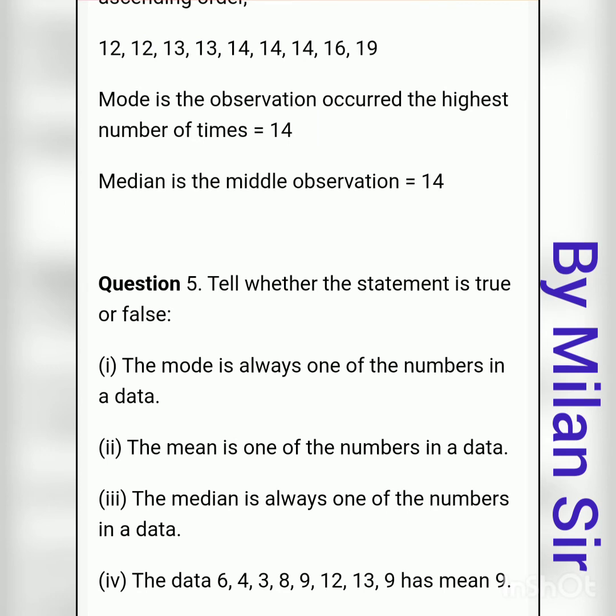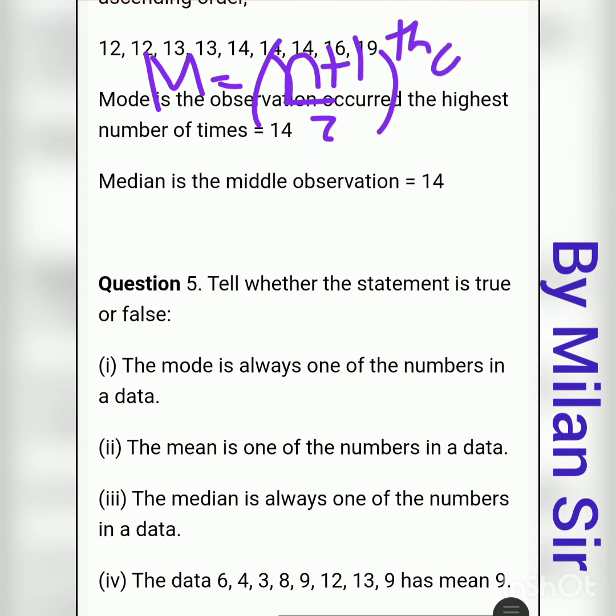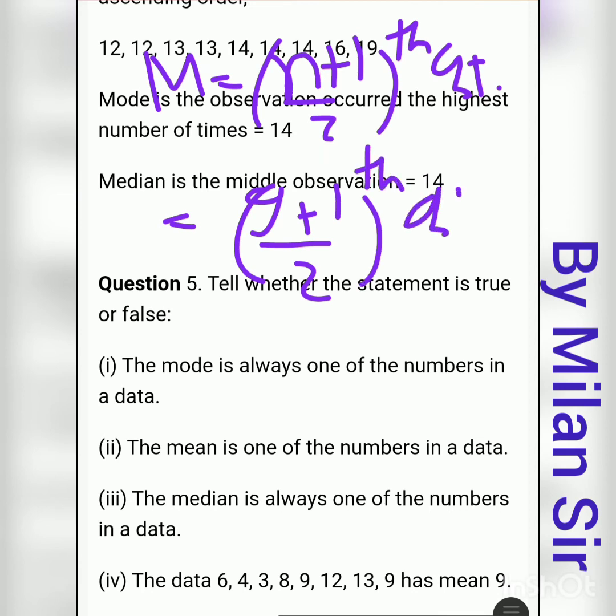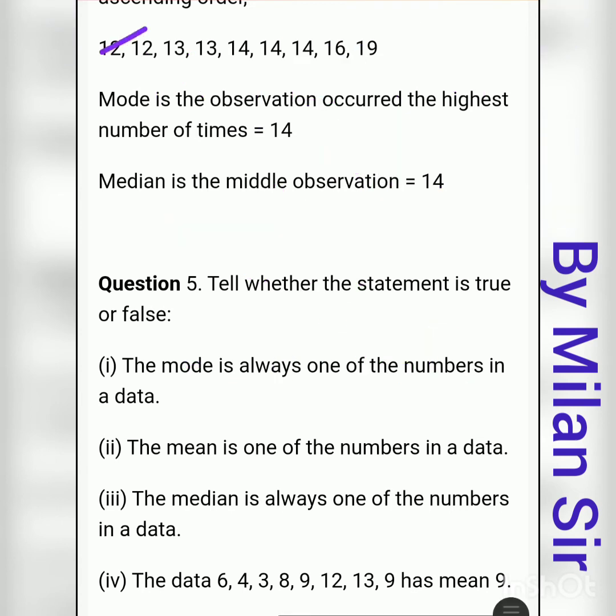Okay, again, median M is equal to (n plus 1) by 2th observation. Your value of n is 9. So (9 plus 1) by 2th observation, 9 plus 1 is 10, 10 by 2 is the 5th observation. Just count here: 1, 2, 3, 4, 5. At the 5th position we have the answer 14, so median is equal to 14.